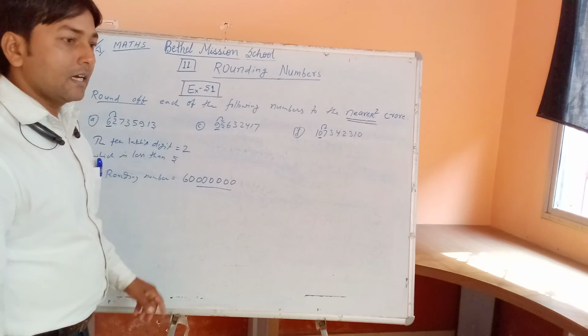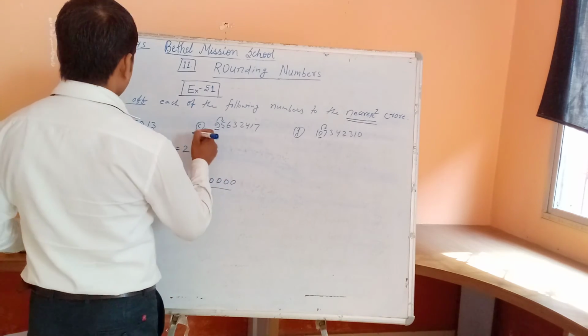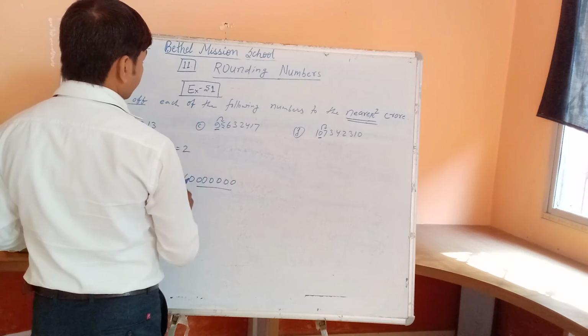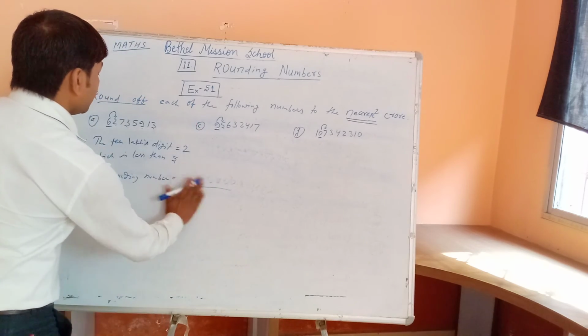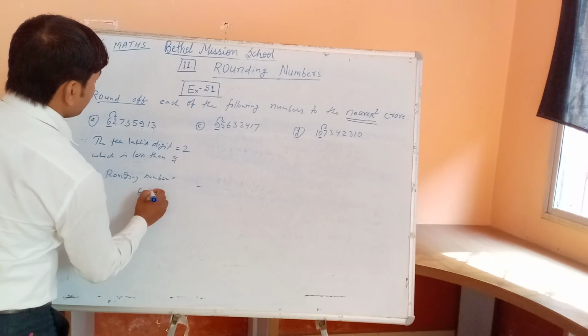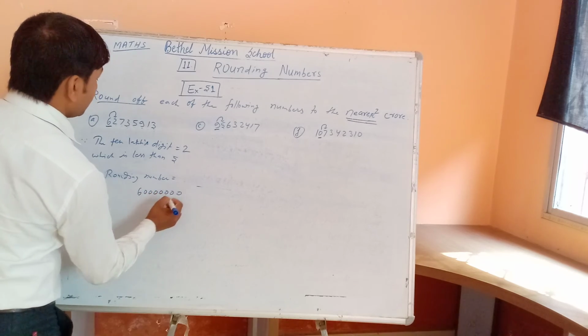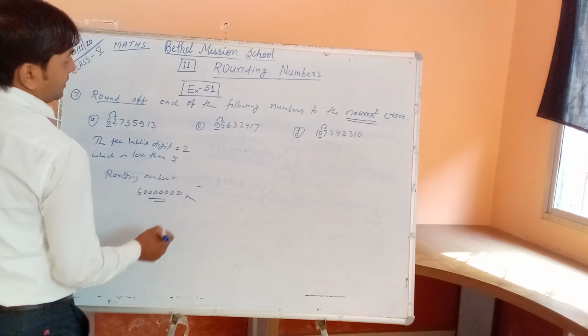Okay. Now here, the same, I write this one here: 6, 1, 2, 3, 4, 5, 6, 7, 0. This is the answer.